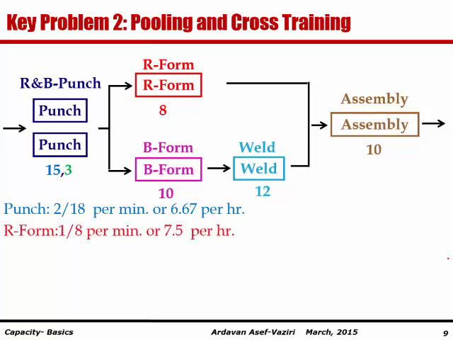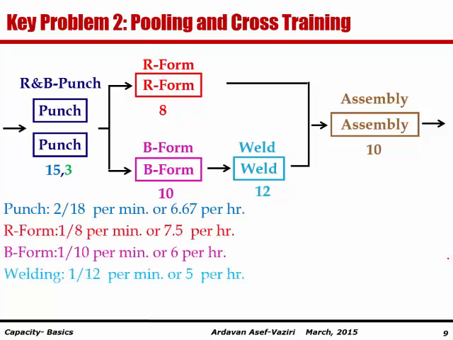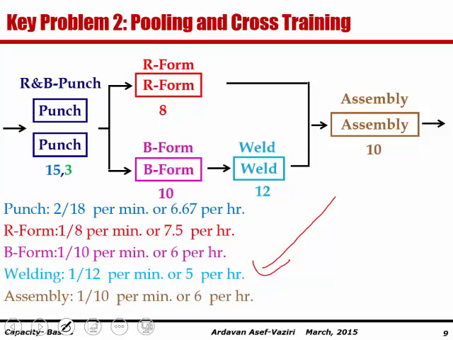Punch machine, R form, B form, weld, and assembly. What is the new capacity? 5. Where is the bottleneck? Here, right? Therefore, we were able to increase the capacity from 4 to 5 in 2 different ways.